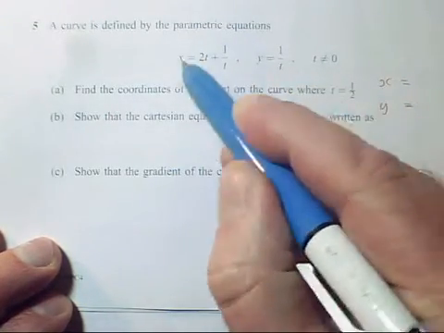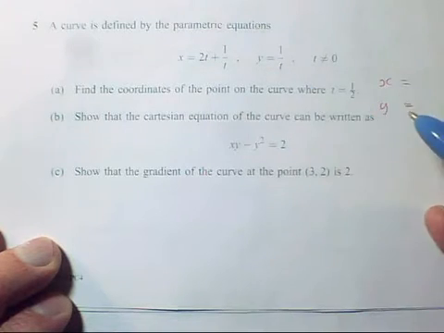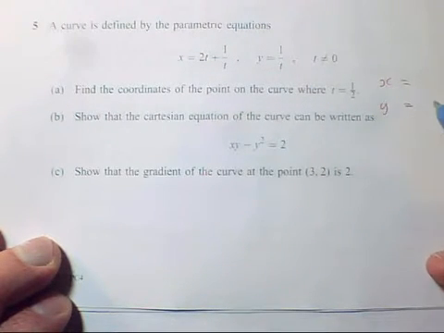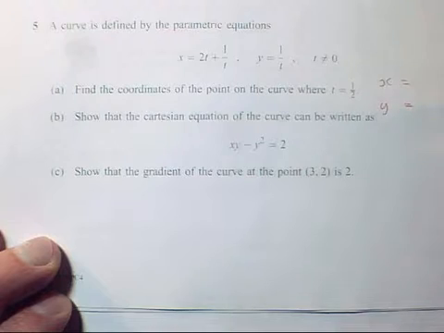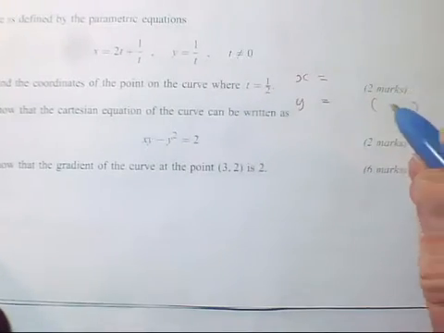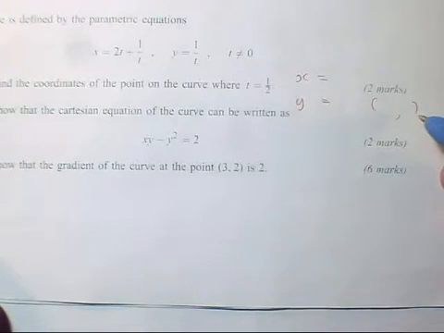I've got an equation for x in terms of t, I've got an equation for y in terms of t, so I put a half into each one, I get a value for x, a value for y, I write the answer as coordinates, and that should be 2 easy marks for putting the answer as coordinates.